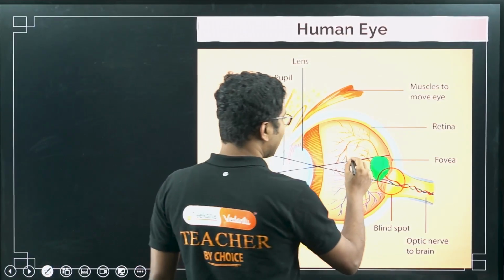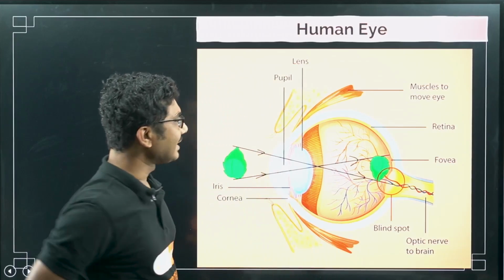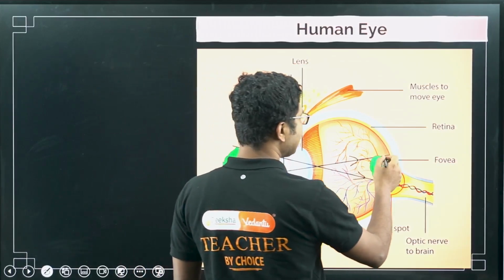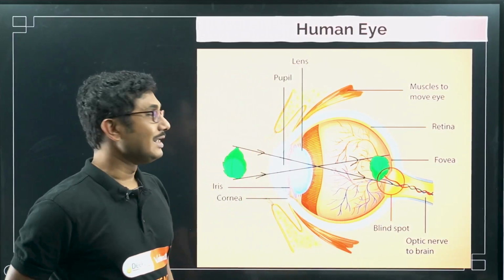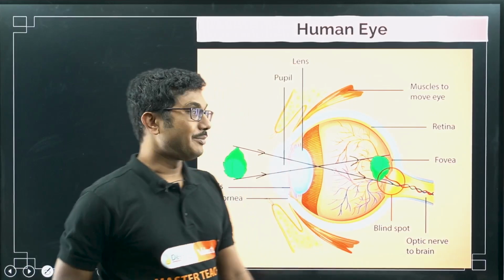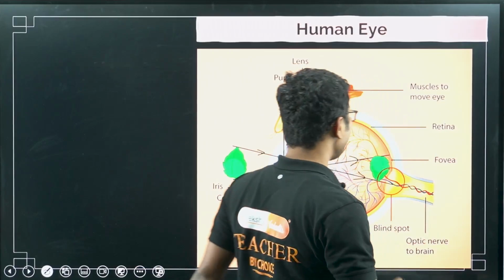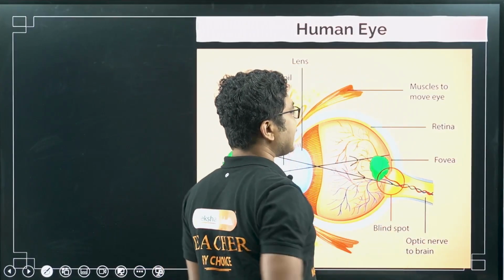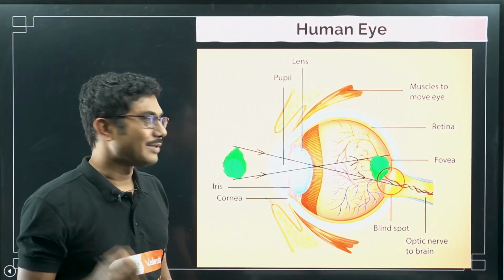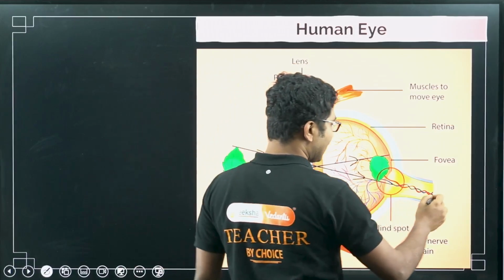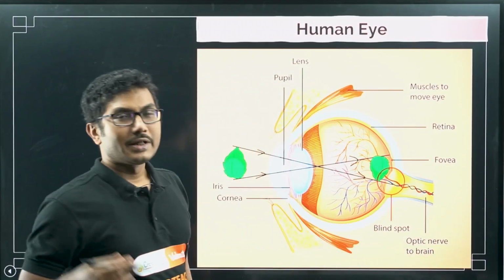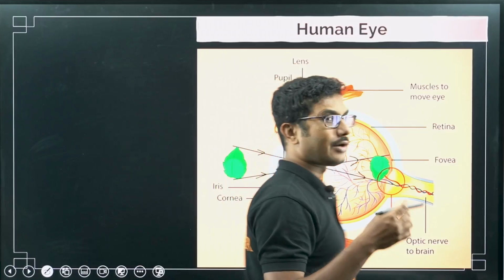Okay, and this lens is basically focusing it, and we are somehow seeing this leaf here, but the leaf is actually inverted. The image of the leaf that is falling on the retina is inverted, and here we have a lot of nerves. That nerve is actually capturing that image, and then through this optical fiber, okay, optic nerve, it is basically transferred to our brain.